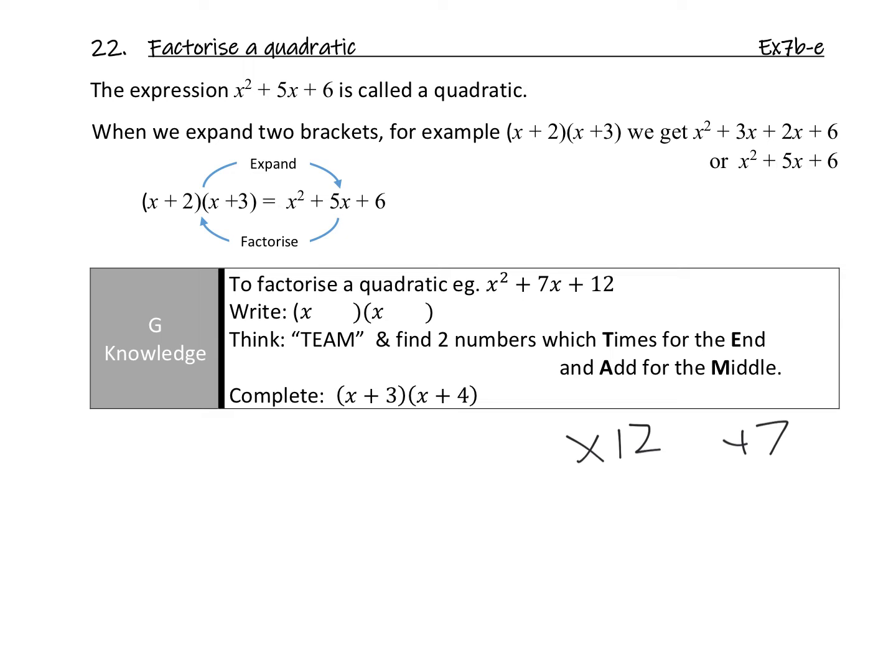Sometimes you can spot it straight away. If you can't, I would recommend writing down all the multiplications that give 12. So 1 times 12, 2 times 6, and 3 times 4. And then check, does any of those add to give 7? And you'll see 3 times 4 is 12, but 3 plus 4 is 7. So we then have 3 and 4 as the values that go into the brackets, and that's it, finished. And if you're not sure, you can always expand this out to check, does it indeed give you x squared plus 7x plus 12.